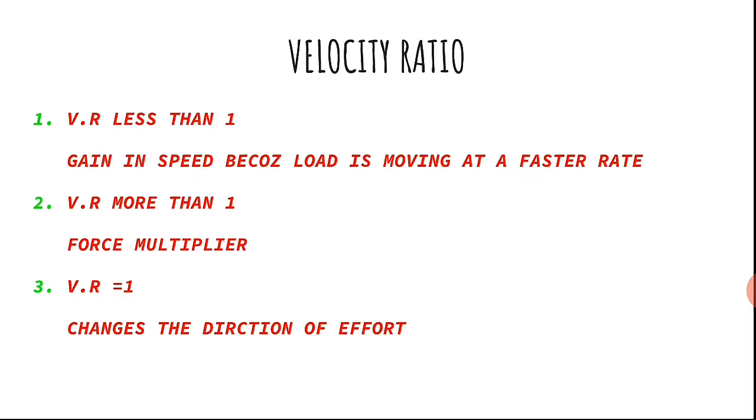Then velocity ratio. If velocity ratio is less than 1, then there is a gain in speed because the load is moving at a faster rate. If velocity ratio is more than 1, then it acts as a force multiplier. If velocity ratio is equal to 1, it acts as a change in the direction of effort. Then we have the principle of a machine.